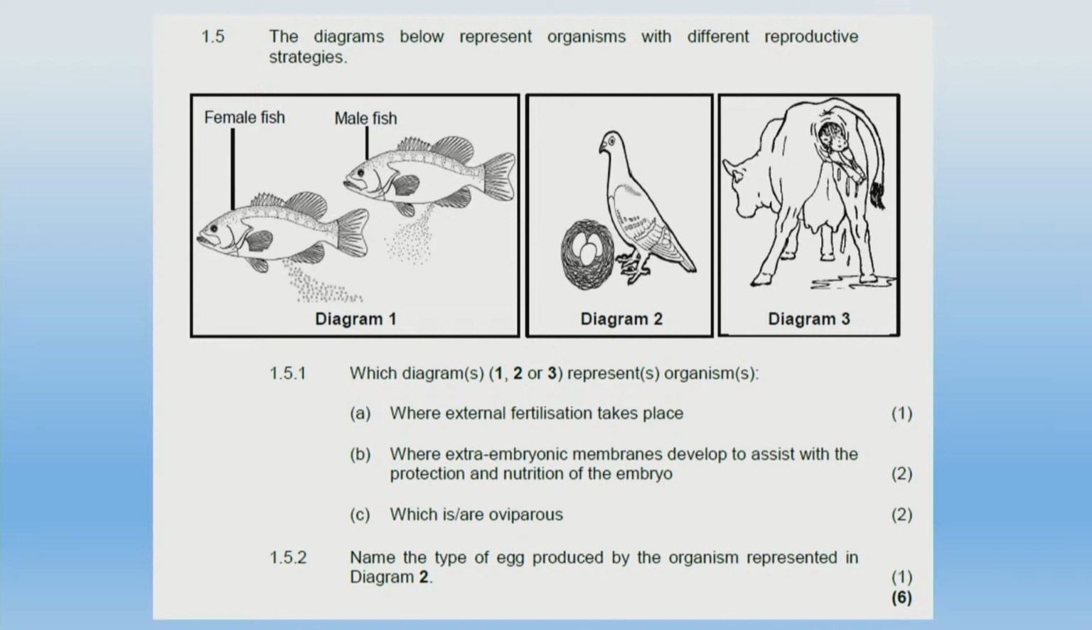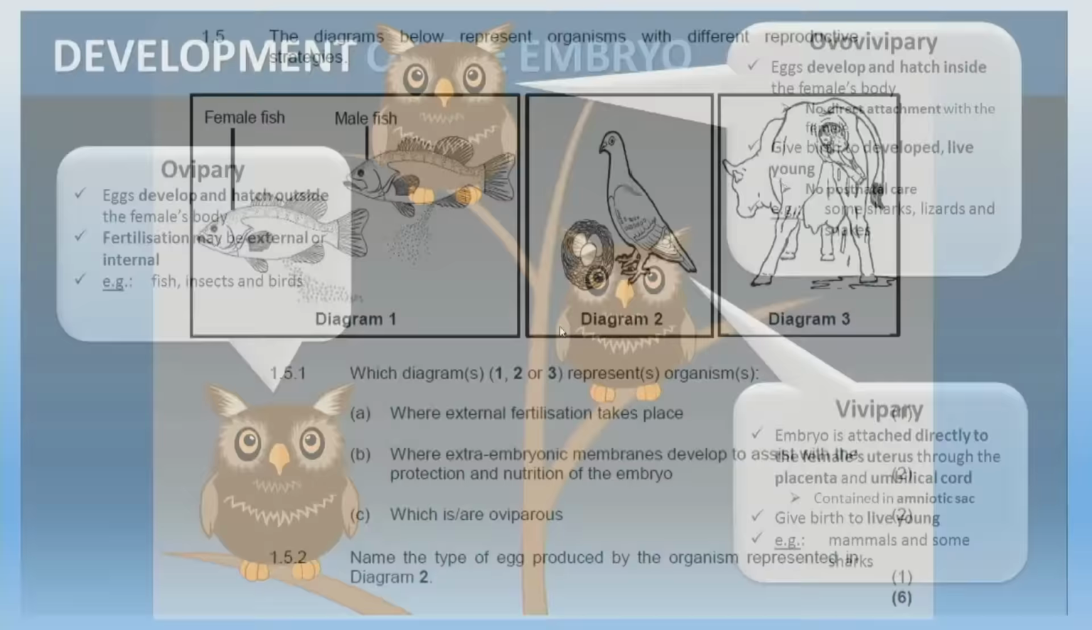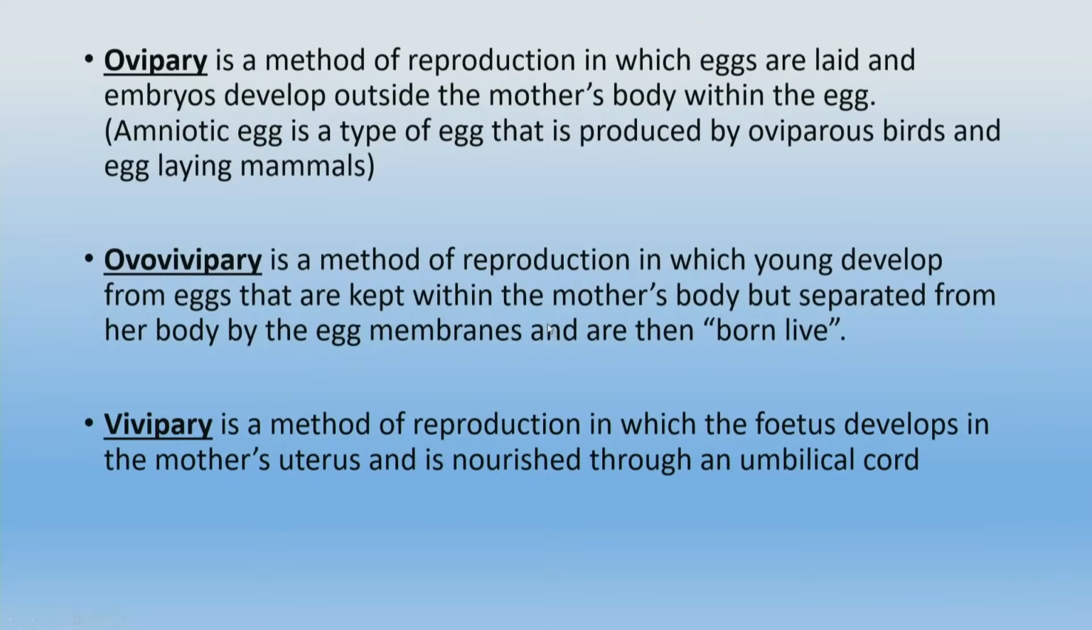And then number C, which is or are oviparous, and it is out of 2 marks, so it means that you have to mention 2 diagrams there. Then it will be diagram number 1 and diagram number 2. Remember what we said about oviparous? It is a method of reproduction in which eggs are laid and embryos develop outside the mother's body within the egg.